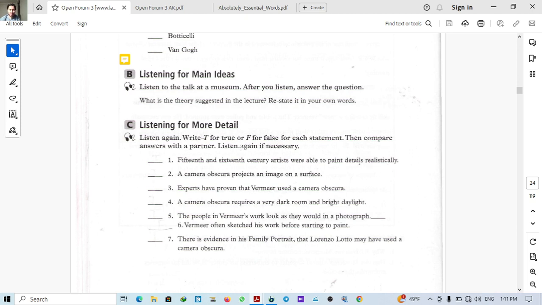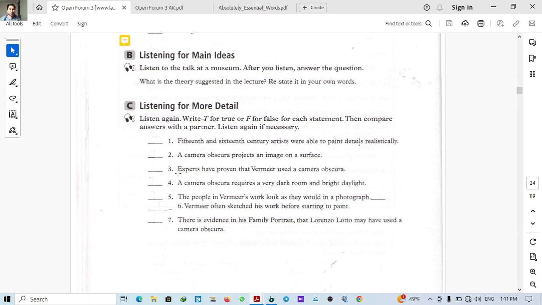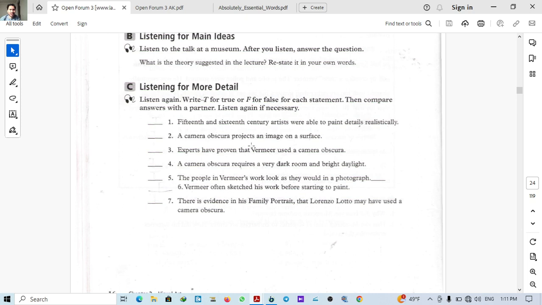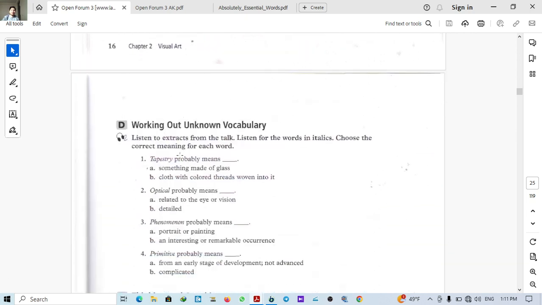Then compare answers with a partner. You do not have any partner, so in case you're not sure, then you have to listen to the audio several times or multiple times. Listen again if necessary. So here, 15th and 16th century artists were able to paint details realistically. So according to the listening, if this statement is correct, you're simply putting T here, and if it is wrong, you're simply putting F next to the first statement. So you have to go throughout from number 1 to number 7.